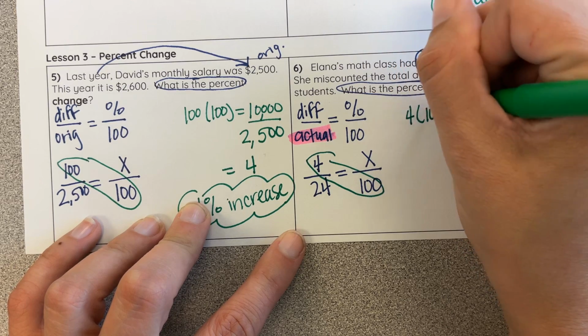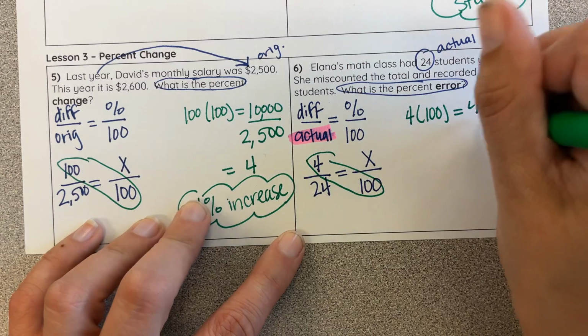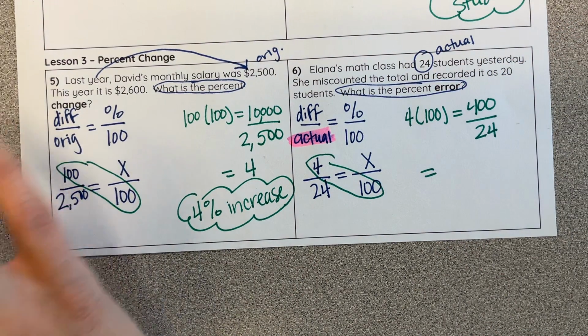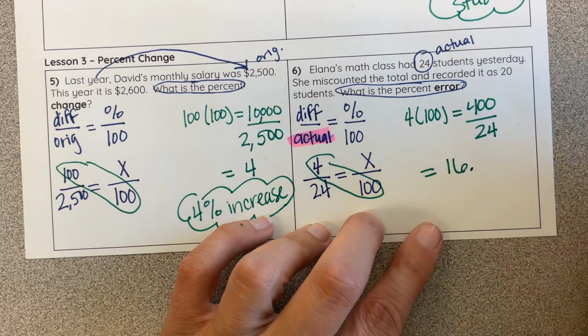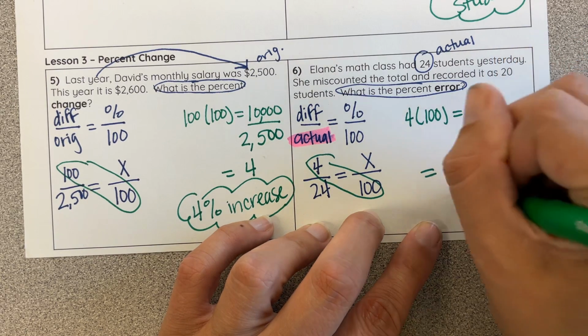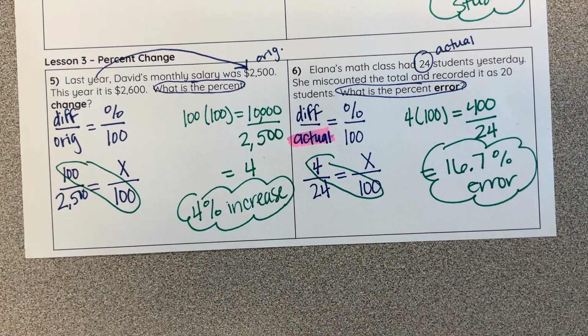4 times 100 is equal to 400. Divide by our other number, so dividing by 24. And we get, I'm going to round my answer, 16.6 repeating, which I'm going to round to 16.7%, and I'm just writing error. And that's it.